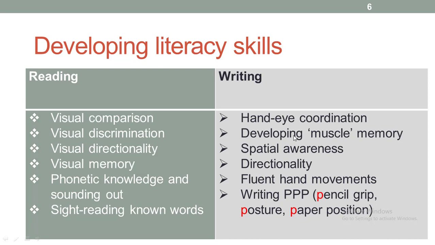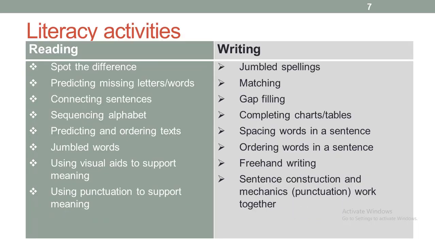And writing: hand-eye coordination, developing muscle memory, spatial awareness, meaning the spaces and positions, directionality, which in English starts from the left and ends with the right, which is different from the Arabic language, our language. And you can see, as I said, a lot of students make such mistakes. Writing: pencil grip, which is PPP, pencil grip meaning how to hold the pencil, and posture, and paper position. Paper position means where you place the paper. All of these things should be noticed in the pupil in primary school before moving to intermediate. Okay.